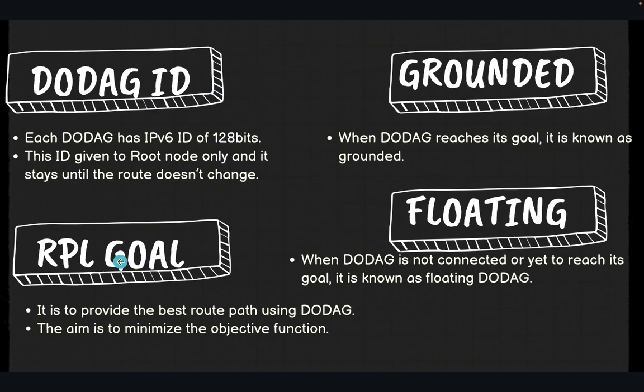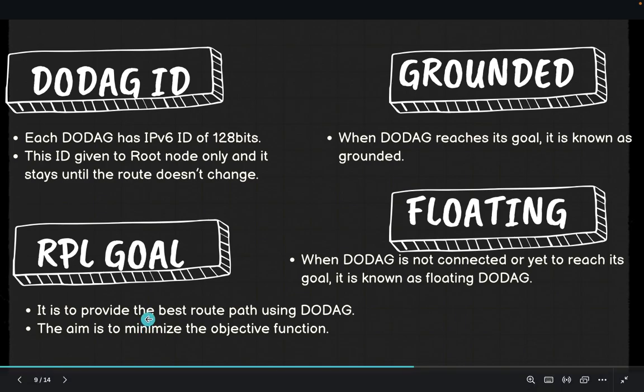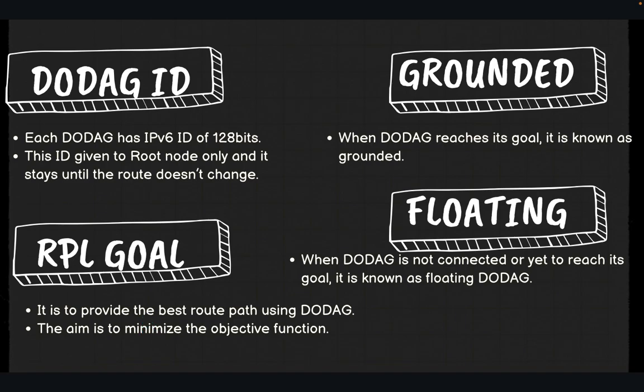And second one, RPL goal. The goal is to provide the best route path using DODAG. The aim is to minimize the objective function so that the latencies will be minimized, the transmission distance should be minimized, like that. And grounded node. When DODAG reaches its goal, when the full DODAG is established and no more paths will be there, at that instant the DODAG is said to be grounded. So it is called grounded. And floating means when the DODAG is not yet connected or yet to reach its goal. Still it is not yet connected and it wants to reach its goal, then it is called a floating DODAG.